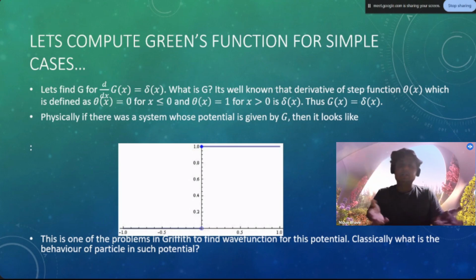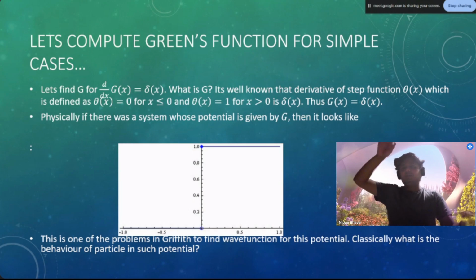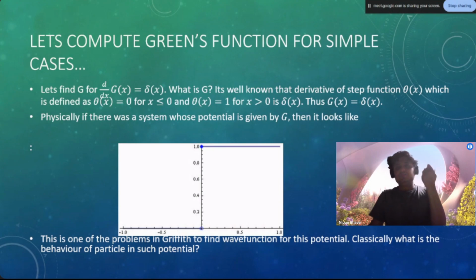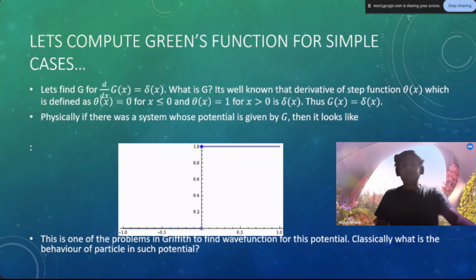If you have, let's say, a system whose potential is like this, it's a step function. Let's say at x equal to 0 there is some potential, and this potential stays at that value for x greater than 0. And if a particle approaches with a certain energy, whether it will be able to cross this potential or not depends on how much its energy is, right? If its energy is greater than the barrier, then it will cross it. If not, then it can never cross that. It doesn't have enough energy. Correct? This is the classical picture. Is there any question?